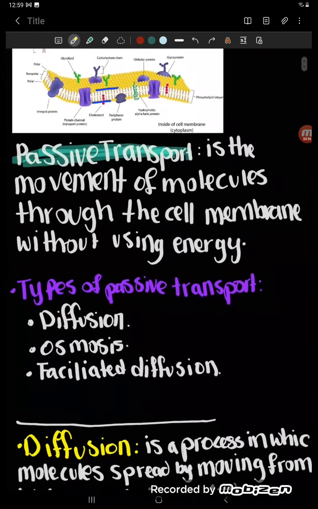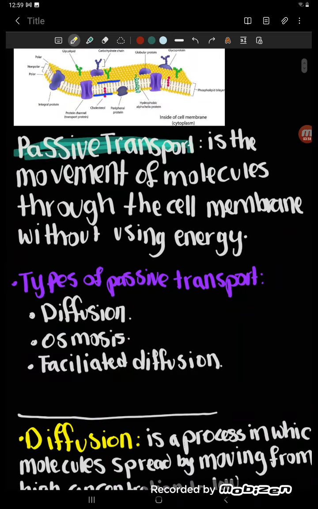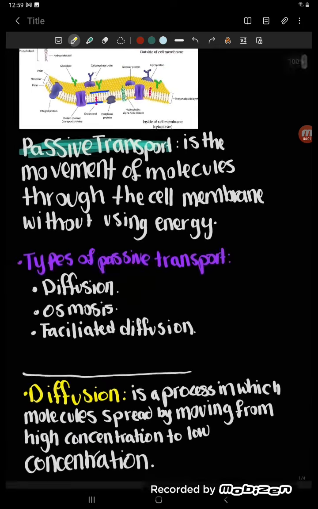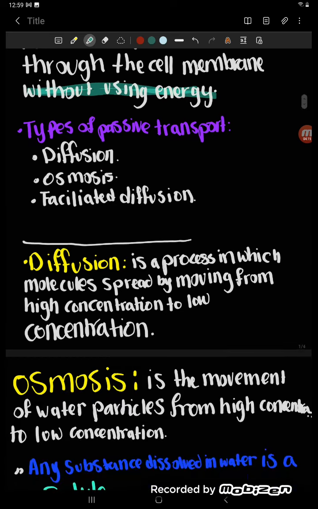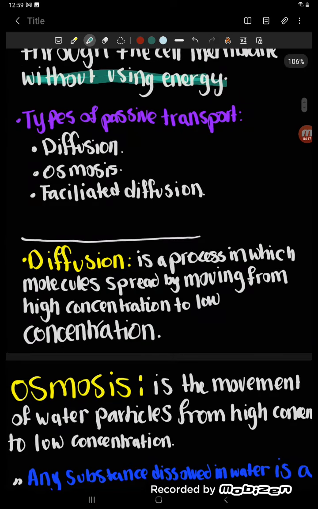Now, you may not understand what high concentration and low concentration mean. I'm going to be explaining that. Here the main point from passive transport was without using energy. Also, I forgot to write from high concentration to low concentration, but that doesn't matter. I'm going to explain it, so it's fine.